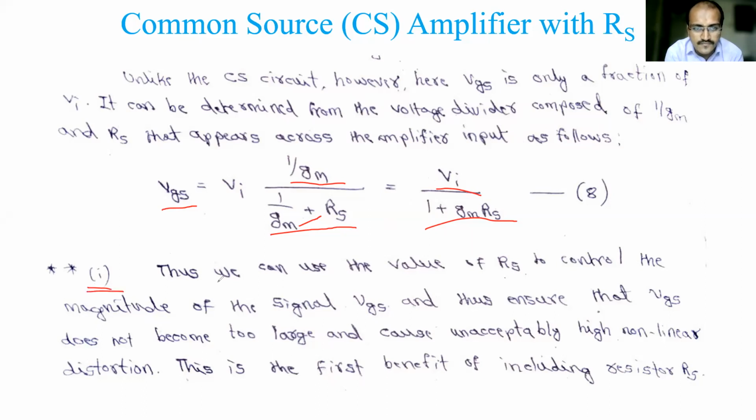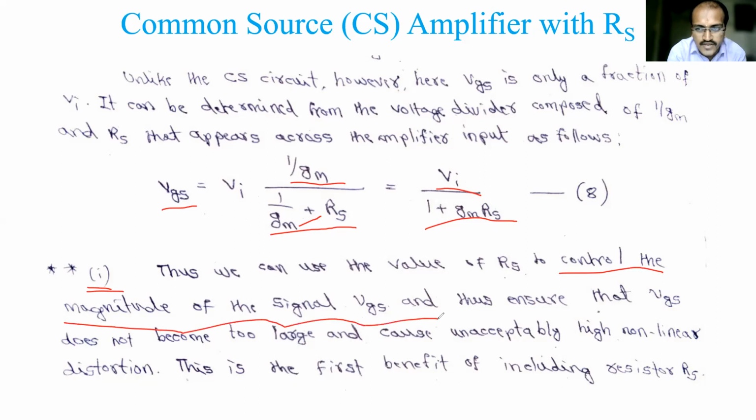So the first point is that we can use the value of Rs to control the magnitude of the signal VGS. Earlier, the VGS signal was not controlled, because you know that the MOSFET is a voltage controlled device, a voltage controlled amplifier. The output current, the drain current, depends on the input voltage here. This input voltage was not controlled in the previous analysis, because it is directly equal to Vi. But now, since it is Vi by 1 plus Gm Rs, there is control over the magnitude of the signal VGS.